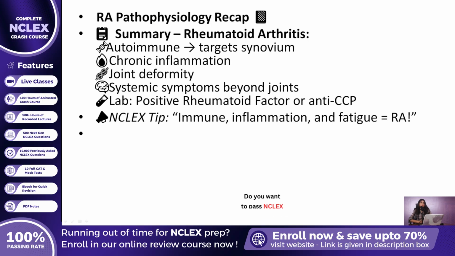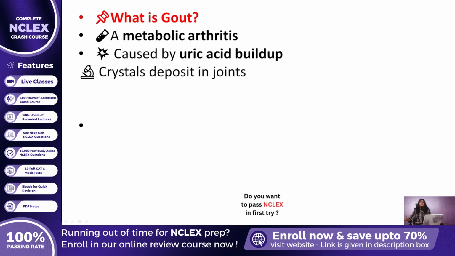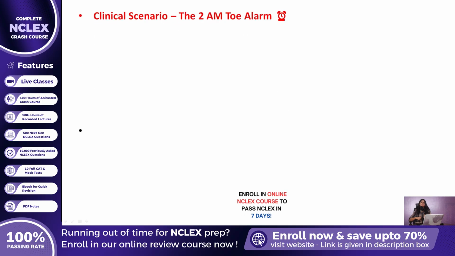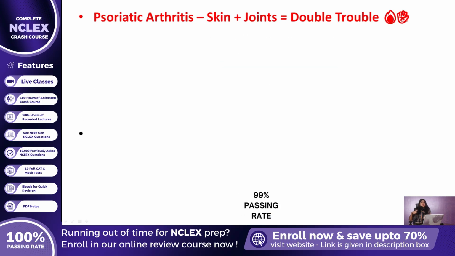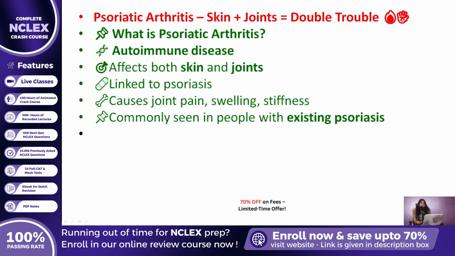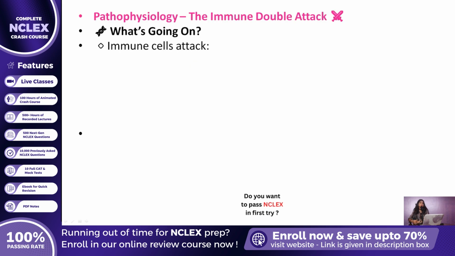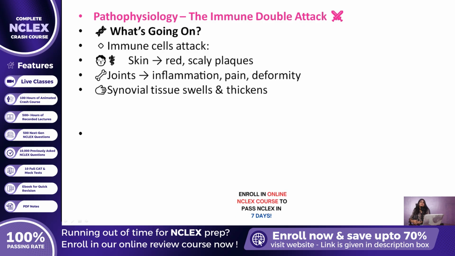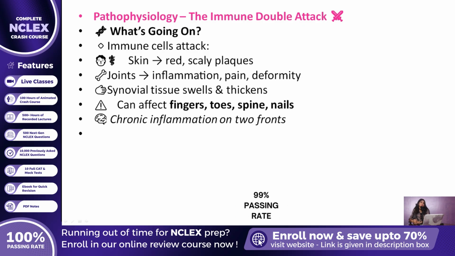Let us move on to a type of arthritis that brings skin and joints together in a painful combination, psoriatic arthritis. This is another autoimmune condition, and it is most commonly seen in people who already have psoriasis. In psoriatic arthritis, the immune system attacks both the skin and the joints, leading to those classic scaly plaques on the skin and painful, inflamed joints underneath. It can affect the fingers, toes, spine, and even the nails.